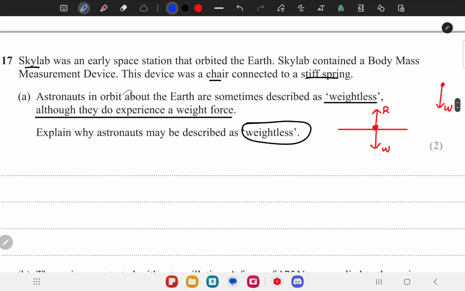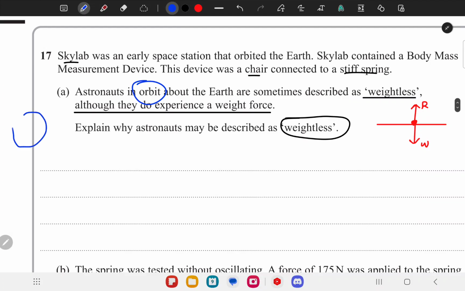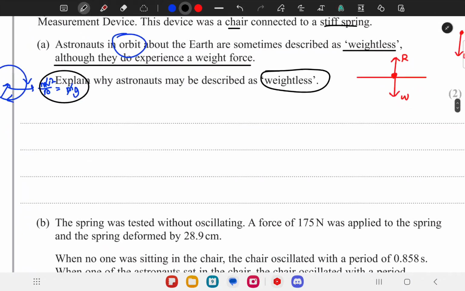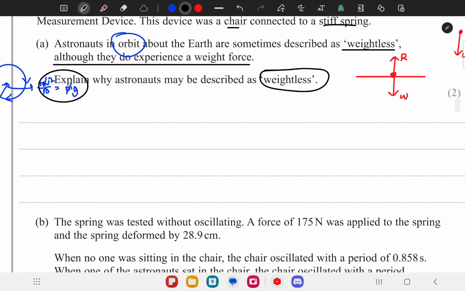Now, if astronauts are in orbit, they are moving in circular motion around the Earth. So if it wants to move in a circular motion around the Earth, it needs to have a centripetal force towards the center. This centripetal force mv²/r is provided by its weight, the astronaut's weight mg. So g becomes equal to v²/r. If g is equal to v²/r, there wouldn't be any contact forces on the astronaut like tension or normal reaction force. So they wouldn't feel any force, they wouldn't experience the contact forces.